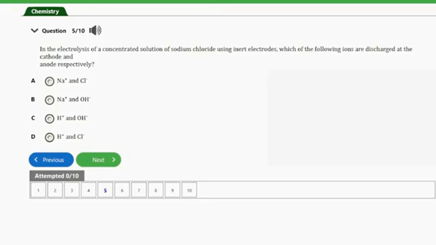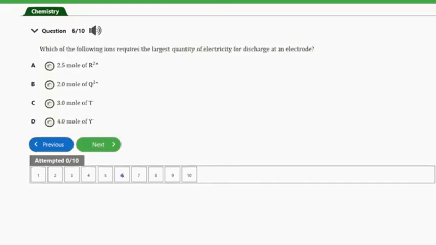So that's it for that question. Let's consider the next question, guys. Question number 6 says, which of the following ions requires the largest quantity of electricity to discharge at an electrode? So guys, we're going to zoom in right here and look at this together.